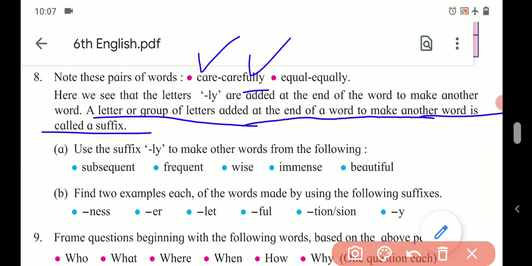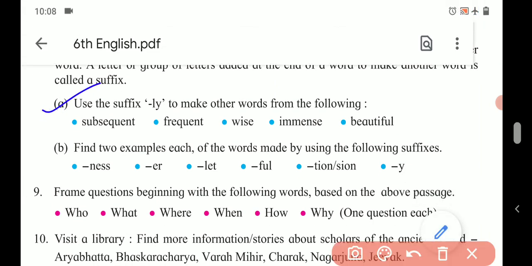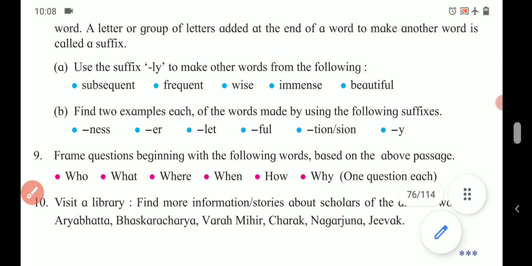By joining ful to the word care, it became careful, and then careful joined again with ly, so it became carefully. Equal becomes equally, right? So these are examples of suffixes. Now what you have to do: use the suffix ly to make other words from the following: subsequent, subsequently; frequent, frequently; wise, wisely; immense, immensely; beautiful, beautifully. In this way you have to write the words with suffixes.